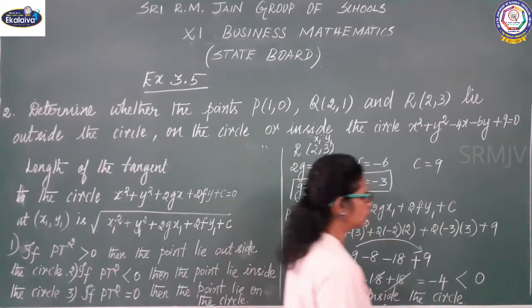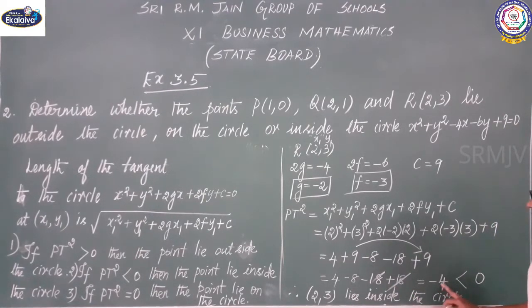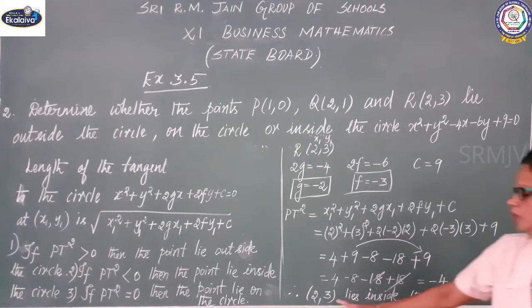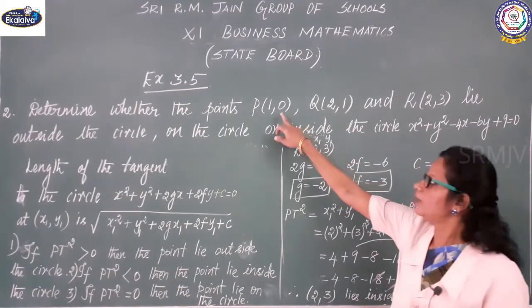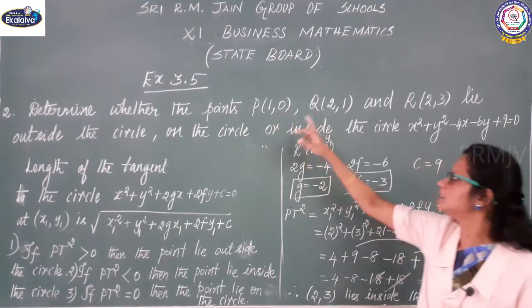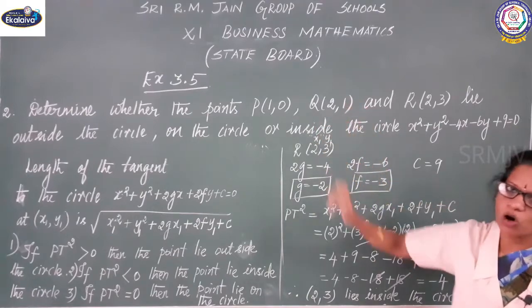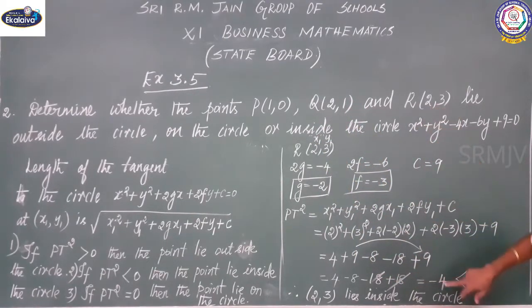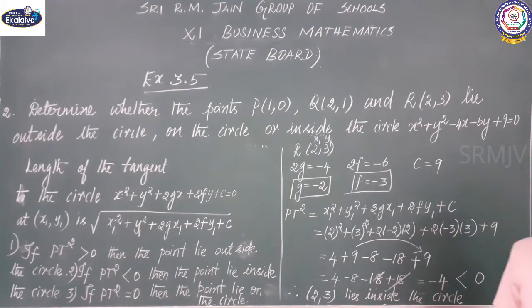Why does it lie inside the circle? Because you arrived at a negative value, and the negative is less than 0. First point we said the value is greater than 0, so it lies outside the circle. Here the value is equal to 0, it lies on the circle. Here you arrived at a negative, it is less than 0, therefore the point lies inside the circle.